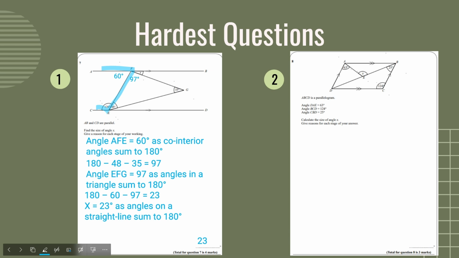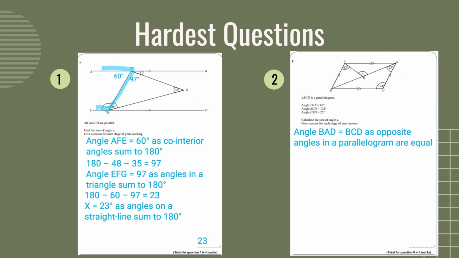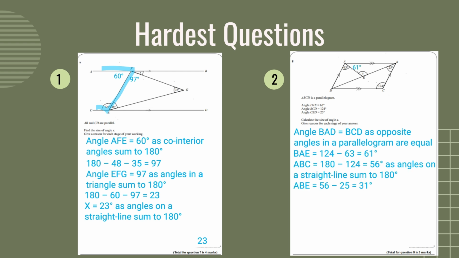If you didn't know, opposite angles in a parallelogram are equal. So we know angle DAB and DCB are equal. So we would write angle BAD equals BCD as opposite angles in a parallelogram are equal. We then therefore know angle BAD equals 124 degrees, and we've got that angle of 63 degrees. So we would write 180 minus 63 equals 61, as I've written on screen here.